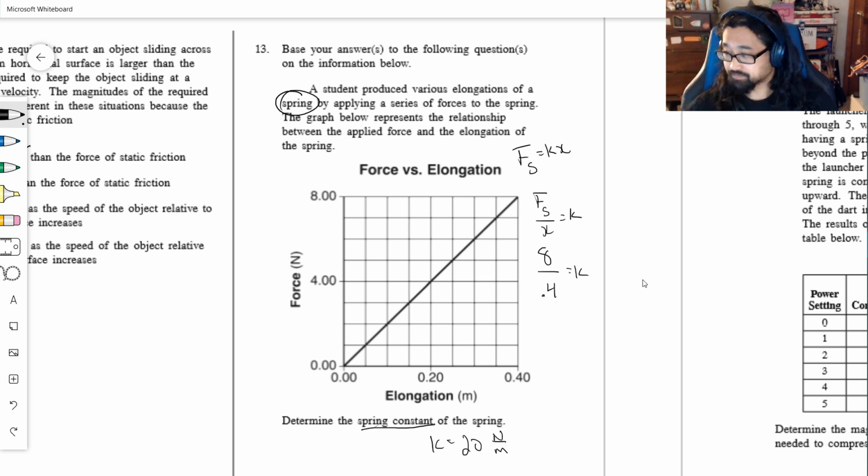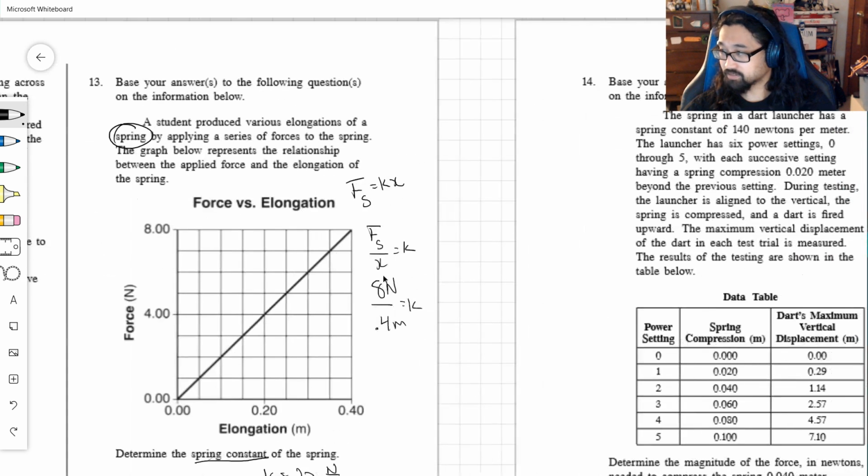Right. This was that. This was this. You can use any point except for 0, 0. That just means it seemed the most convenient. Right. It was the last one. It lined up very nicely.